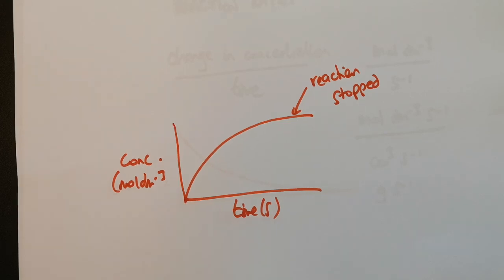Okay, in my next videos we'll look at something called the collision theory, which starts to explain why the shape of the graph changes as you go through time.